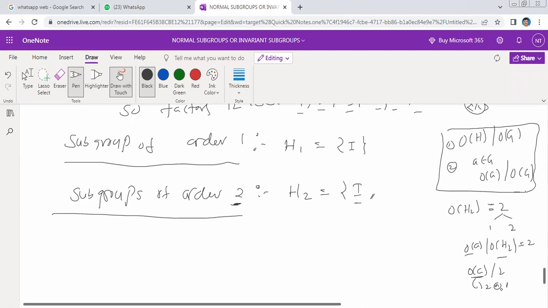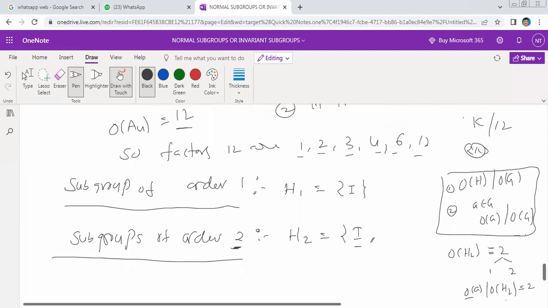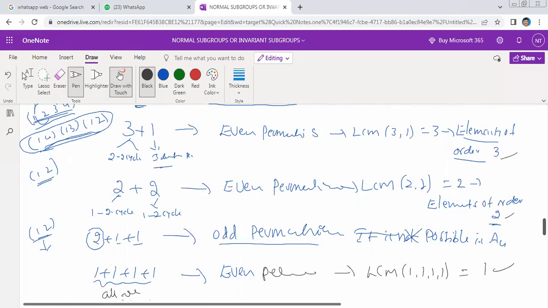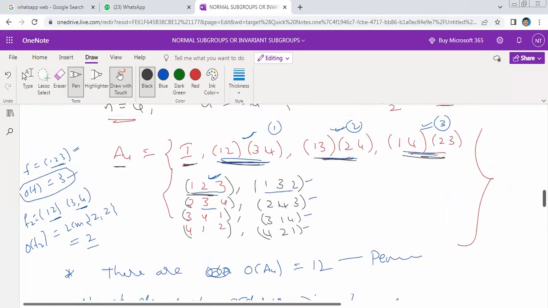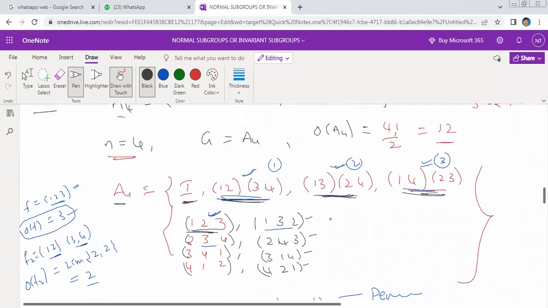Element of order either 2 or 1. Either 2 or 1, elements of that order. What permutations are there in this group of order 2? 1 is already taken, the identity permutation. Yes, these are all the permutations of order 2.